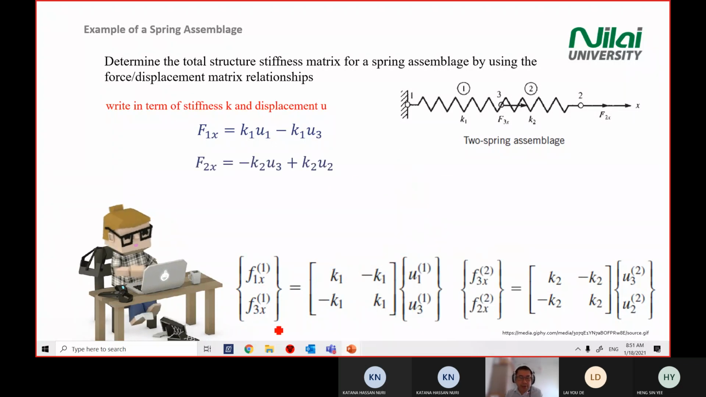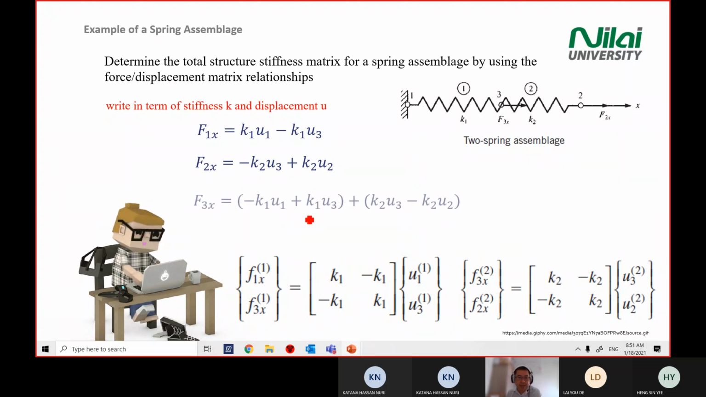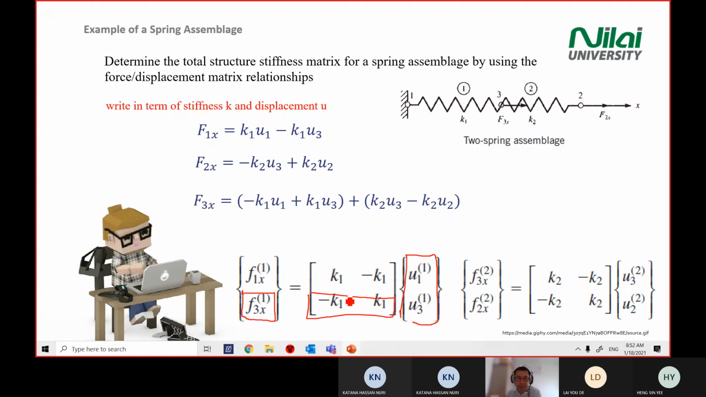All right, then you continue to expand. Of course, this one you can do F3 first. Right? So at the end, you'll get these three equations. You do the F3. How do you get F3? You take this one times this matrix. So minus K1 plus this one. So that's why you get the first one.